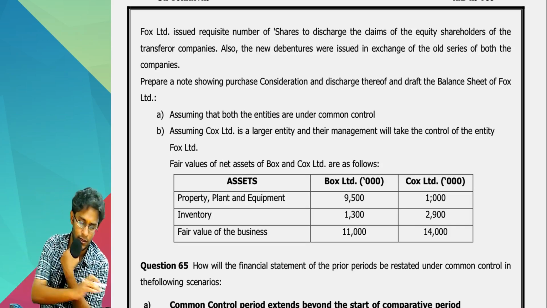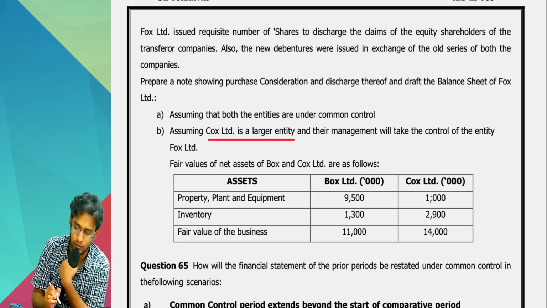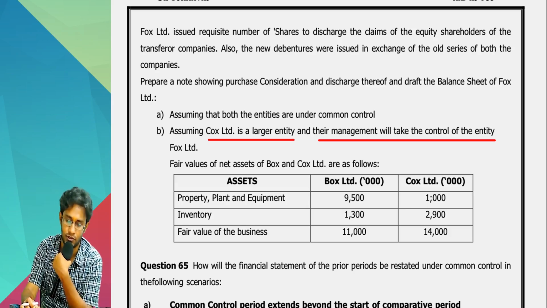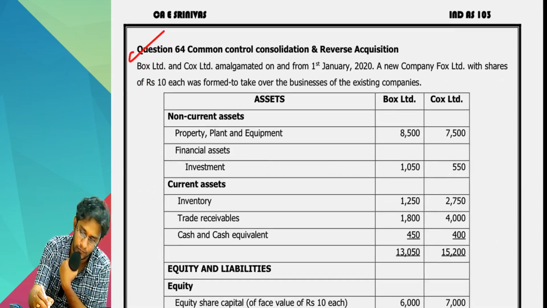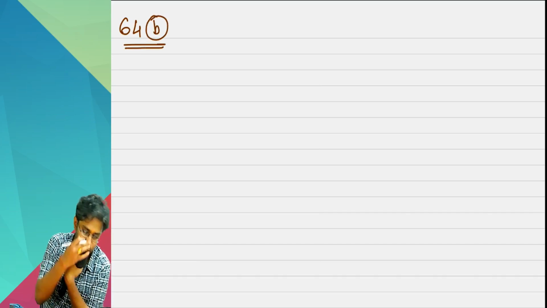If this line is not there also, you should assume that only. Cox is a larger entity and their management will take control of the entity. So, right, sir. Ind AS 103, Appendix B.